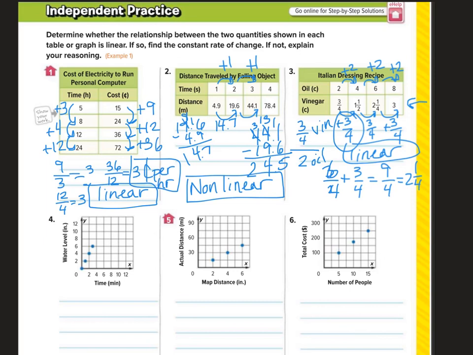Okay, number 4. We're going to start looking at graphs now to determine if it has a constant rate of change. And if I increase 2 inches of water for every minute, that does have a constant rate of change of 2 inches per minute. And it is linear.